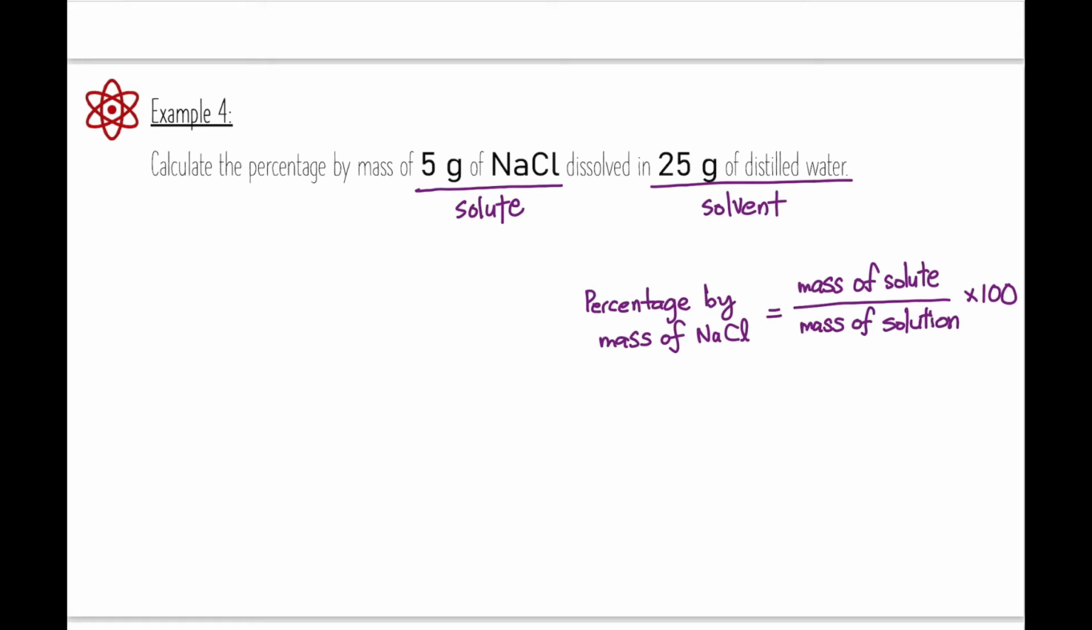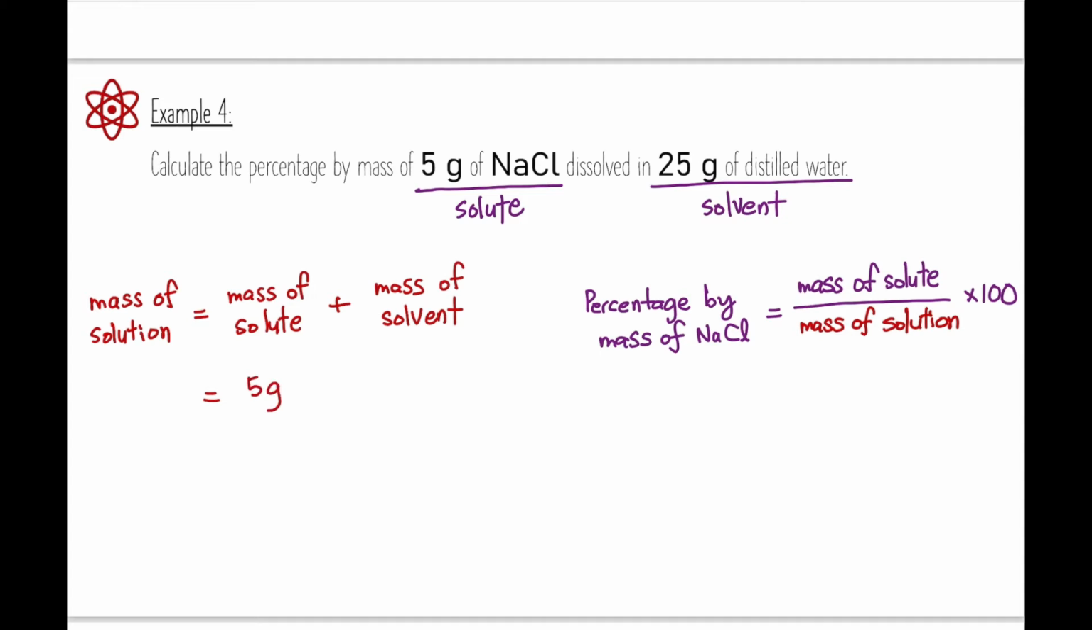Therefore, we need to find out the mass of solution first. As we know previously, the mass of solution is equal to the mass of solute plus the mass of solvent. Therefore, the mass of solute, which is 5 grams, plus the mass of solvent, which is 25 grams, will result in the mass of solution, which is 30 grams.